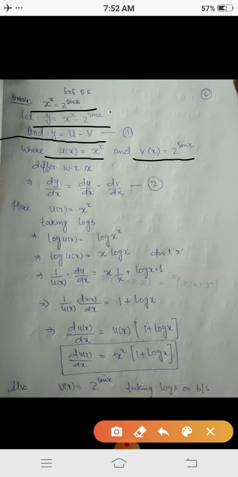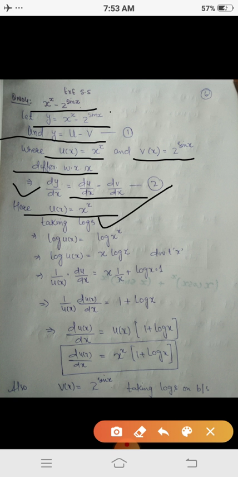For this, let us differentiate this first equation with respect to x. So dy by dx equals du by dx minus dv by dx, where u is x raised to power x, a power function, and v equals 2 raised to power sine x, again a power function. So for this we have to find du by dx as well as dv by dx. Now here u of x is x raised to power x.